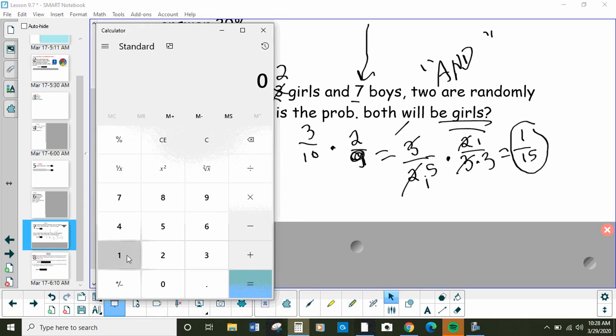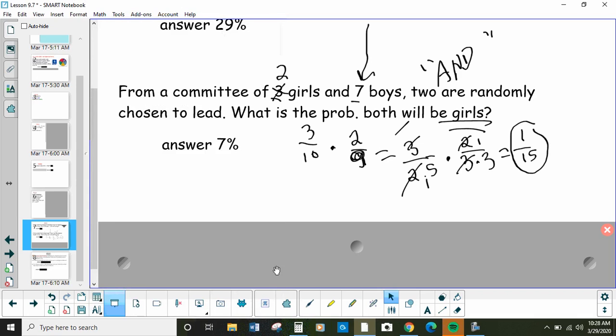Just in case you aren't sure how to get that, you go 1 divided by 15 because it's in and out, right? And as you can see, we got 0.06 and then 6 repeats. Move the decimal 2 times, rounds to about 7%. How'd you do on that?